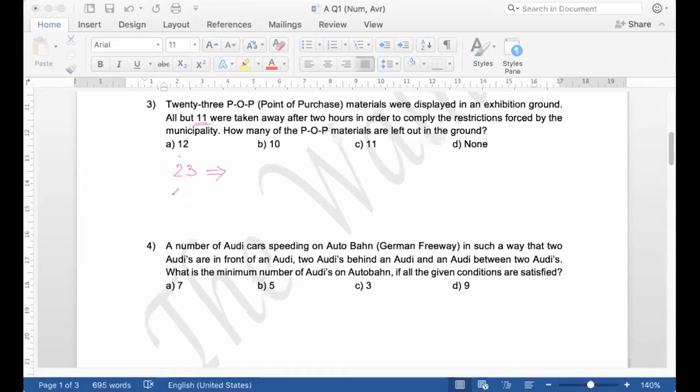All the people but 20 died in a building crash or in an airplane crash. All the people but 20 means all the people died but 20 did not die. So same case, 23, all but 11 were taken away. That means 11 were not really taken away. So how many on the ground? 11 on the ground. So how many POP materials are left out in the ground? 11 is the answer.